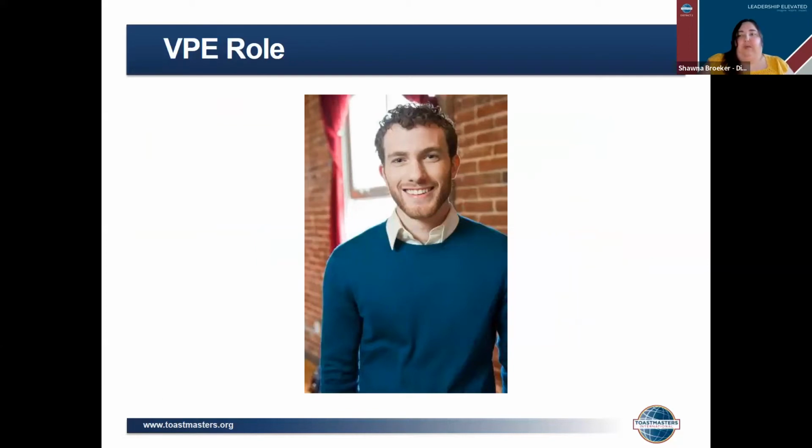So this VPE role is very important to the club. You are second in command with the president. And this is really a wonderful opportunity to be a resource for the new members that come into the club. And you also get to guide the existing members as they work towards their education goals, regardless of what that might be. It might be that they want to get the Distinguished Toastmaster Award. Maybe they just want to get through the first level of Pathways. It is your job as the VPE to really guide the members.